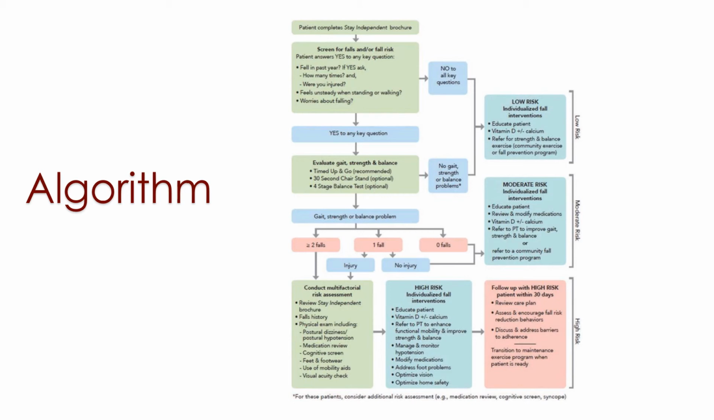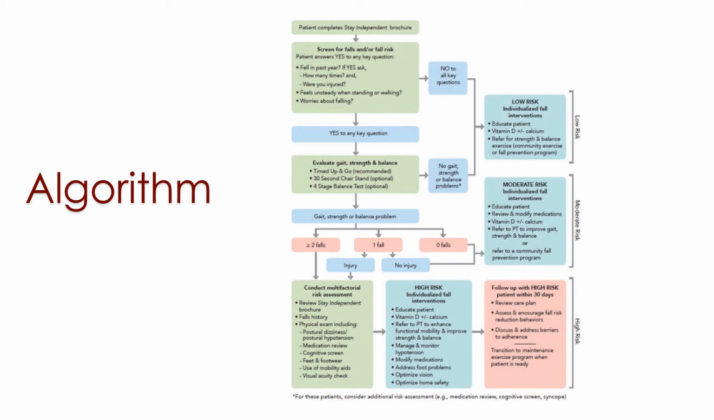Now, let's say they flow straight down and they do have a gait, strength, or balance problem. Then they put you into a few different categories here. How many falls have you had? 0, 1, or greater than 2. So if you have 0 falls, but you have a gait, strength, or balance problem, you're still going to be at a fall risk there. So you're going to be in that middle right category of moderate fall risk. If you have 1 fall with no injury, you're also going to go into that moderate fall risk category. So that's going to be educating the patient, making sure they have vitamin D and calcium, and referring to PT.